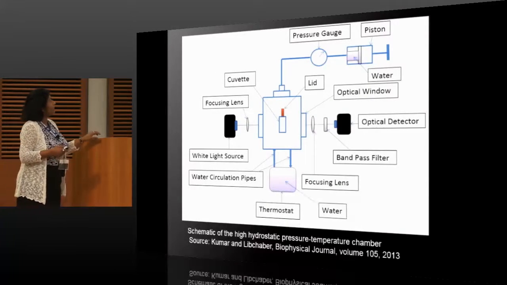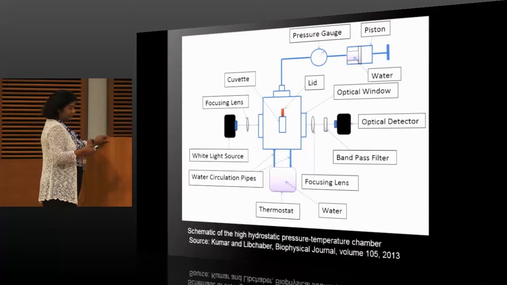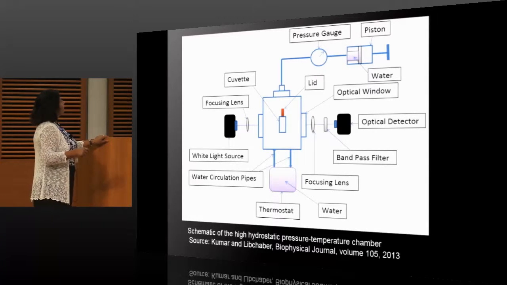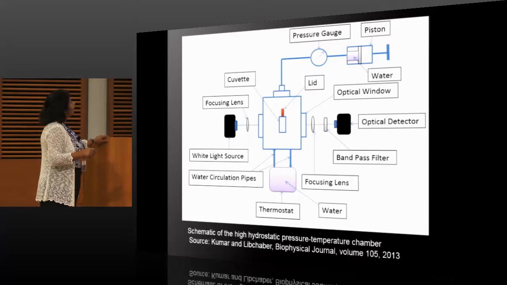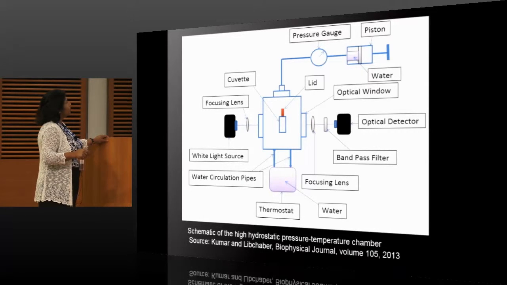This is the diagram of the high hydrostatic pressure temperature chamber, in which we used a small high pressure cuvette that was placed from the top of the chamber, and a piston was used to pressurize the water, and the pressure was measured with a pressure gauge, and to maintain the temperature of the system we used a circulating water bath.